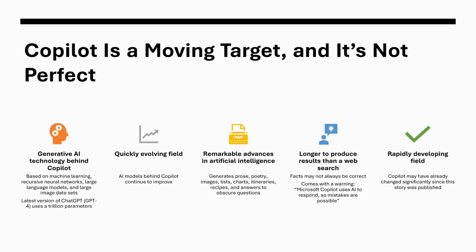Copilot is a moving target in the field of AI technology. It's based on machine learning, recursive neural networks, large language models, and large image data sets. The latest version of ChatGPT uses 1 trillion parameters. It represents remarkable advances in AI, generating prose, poetry, images, lists, charts, itineraries, recipes, and answers to obscure questions.